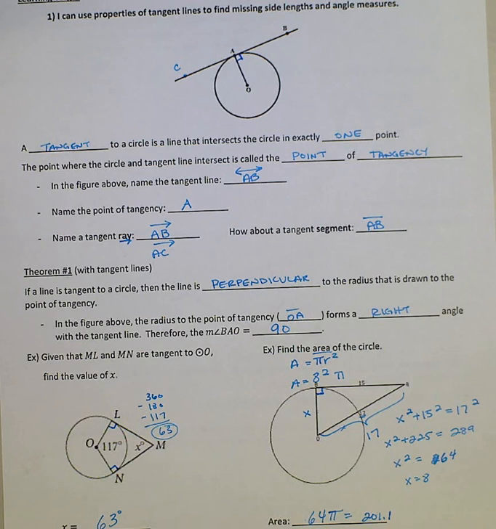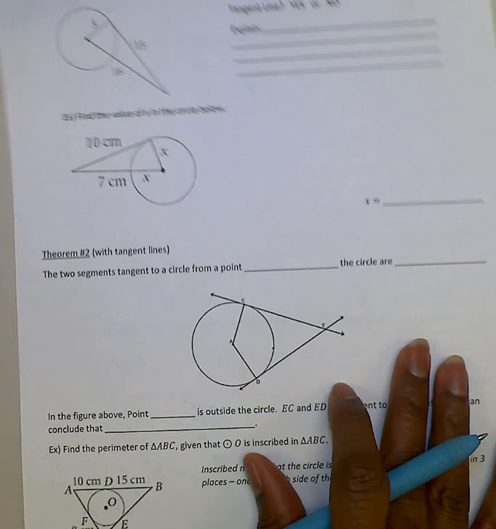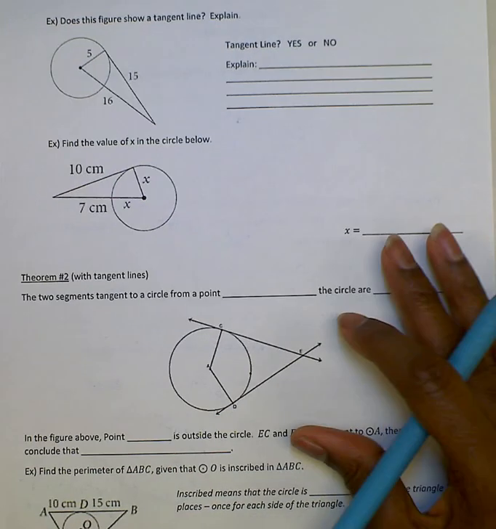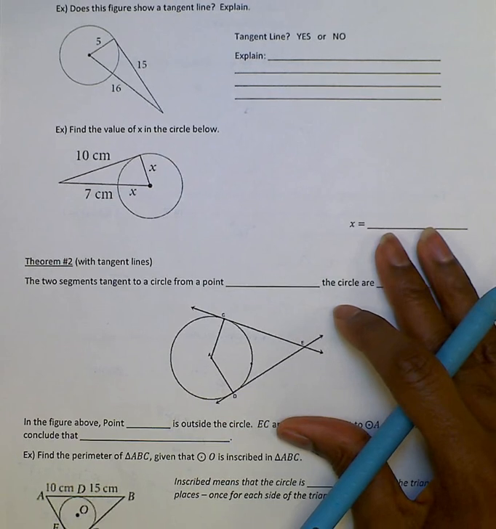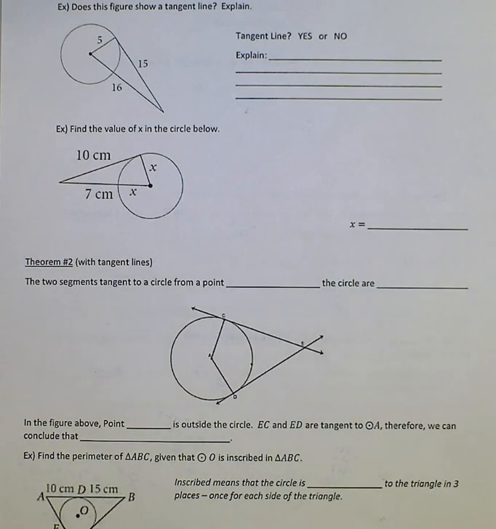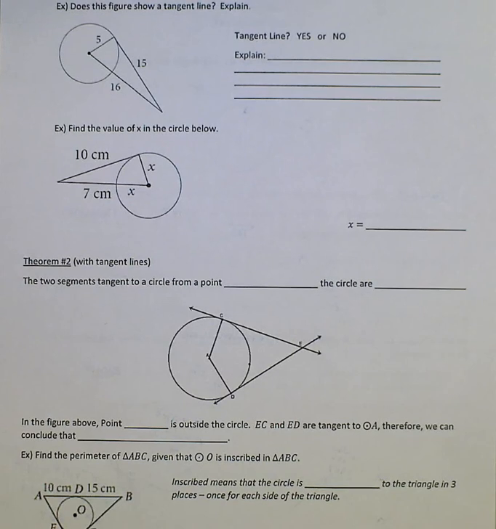All right, flipping to the back. Okay, top question on the back says, does this figure show a tangent line? Explain. All right, so now we have to think about this a little bit. How do we know if this shows a tangent line? We don't have anything about angles. That would be one way. Remember, we know that tangent lines are perpendicular to the radius drawn to the point of tangency.